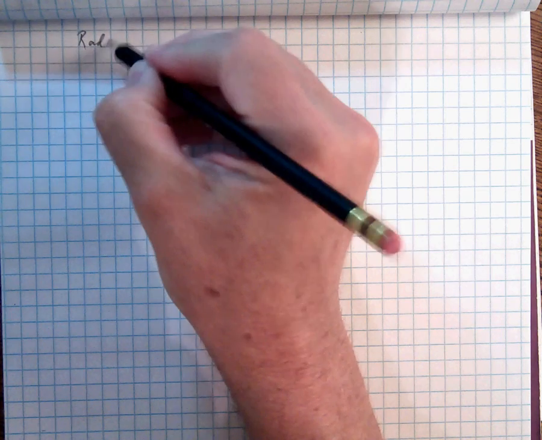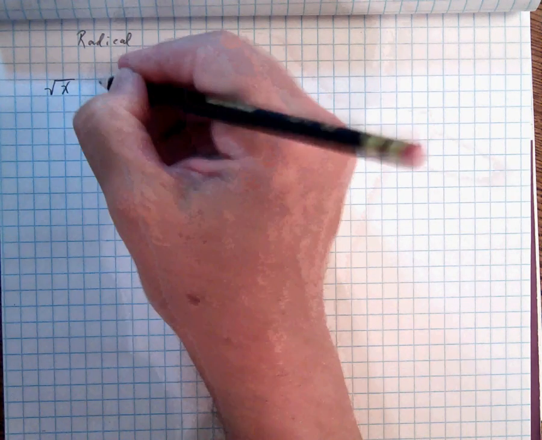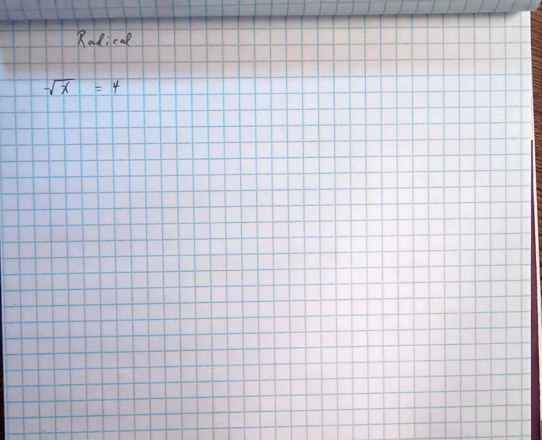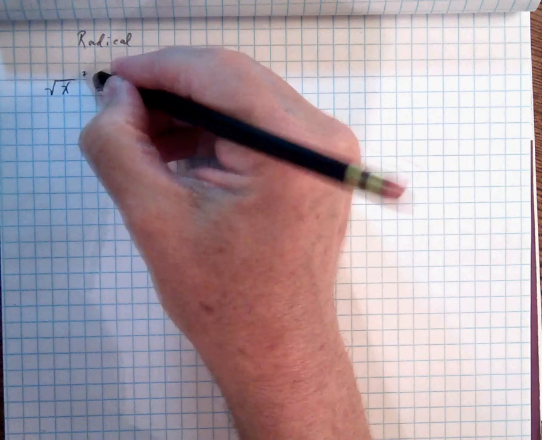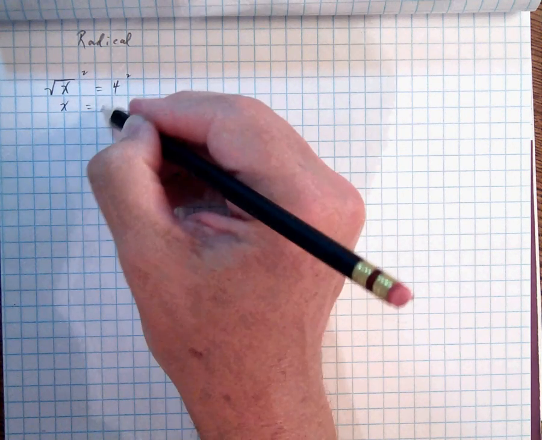Alright, welcome to the video on section 1.5, radical equations and absolute value equations. A radical equation is just something that involves a radical sign. So if you have a square root of x, for instance, a simple radical equation would be the square root of x equals 4. Right, so what are the solutions to that problem? To find it, you would just square both sides, right? And you would get x equals 16, right?